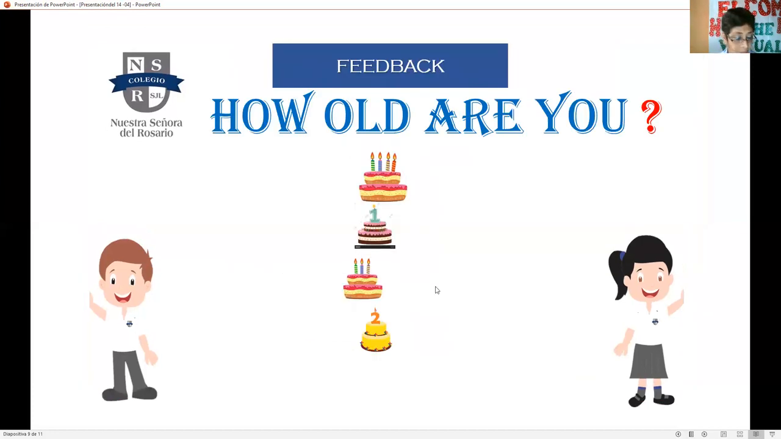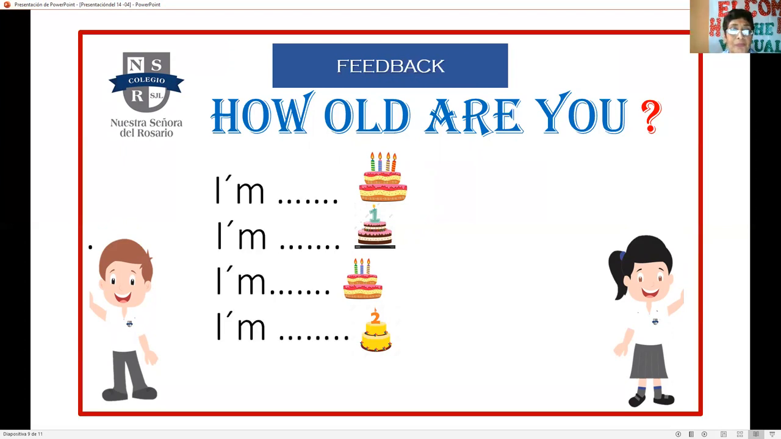Let's see the next slide. And here we have delicious cakes. They are birthday cakes. And here we have candles. We have four, one, three, and two candles. The question says, how old are you? That is my interrogative question. And here, let's see the answer. What do you think is here? I'm two or I'm four? Excellent. The answer is I'm four.